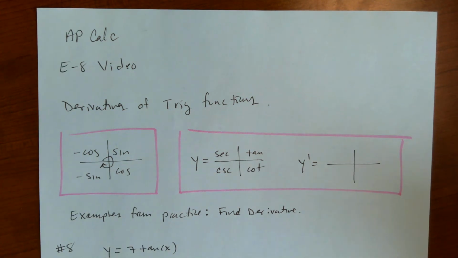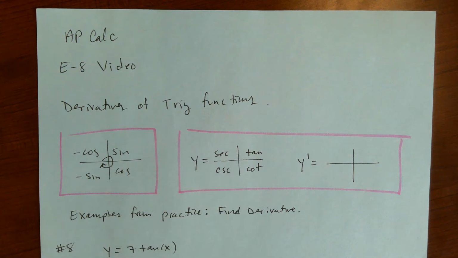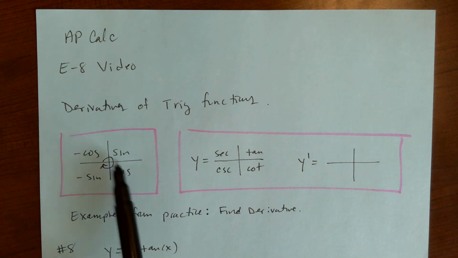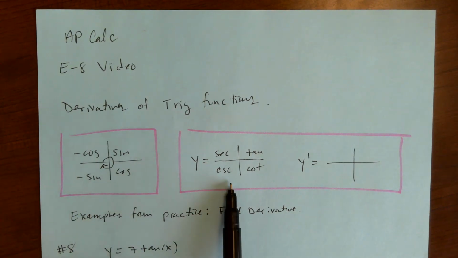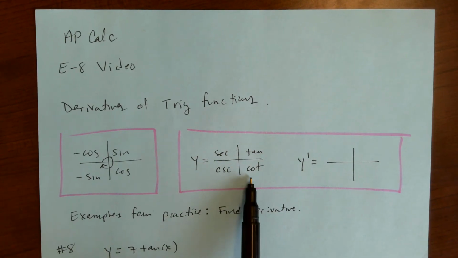Okay, here's the E-8 video. So, derivatives of trig functions. We've got two ways of organizing these derivatives in order to remember them. This is for the derivatives of sine and cosine. We've already talked about how this works. But then we're also going to have derivatives of secant, tangent, cosecant, and cotangent.